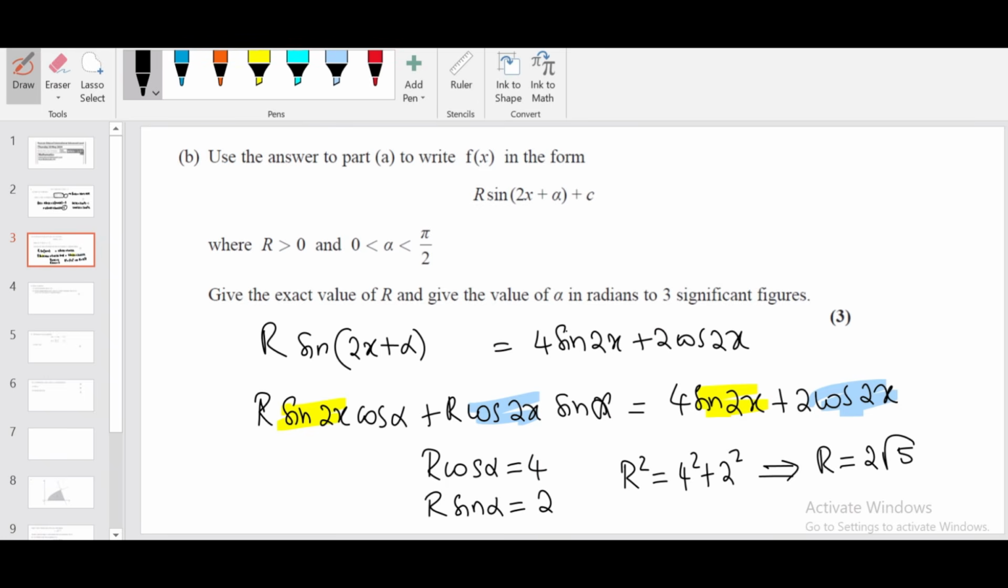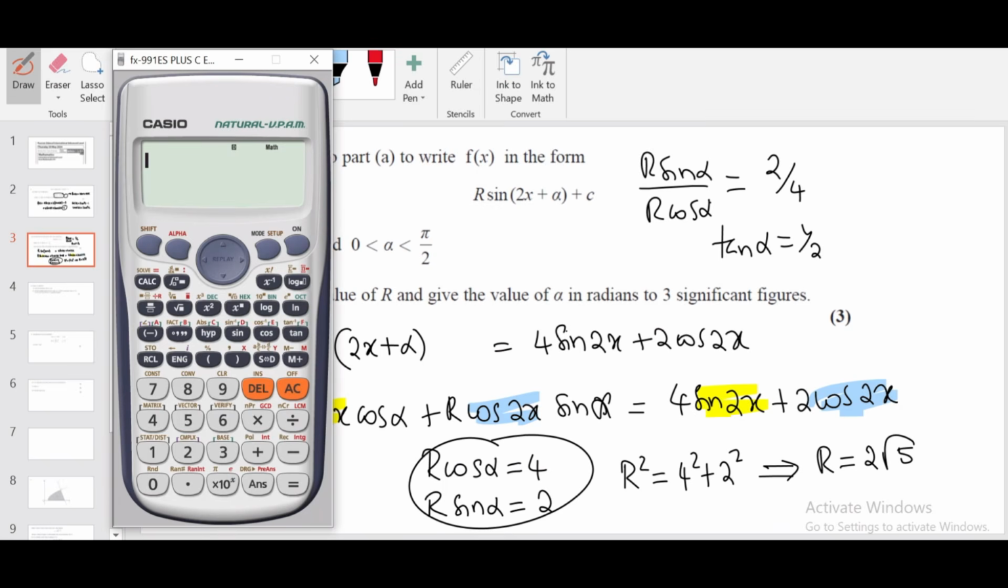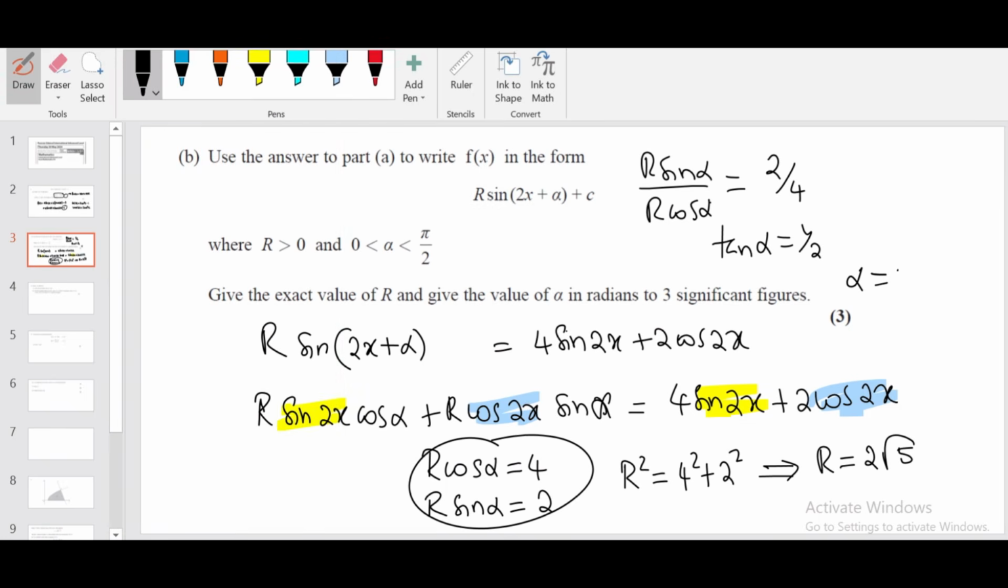Now to find alpha, you divide them. R sin alpha divided by R cos alpha. If you divide these two equations, you'll get 2 over 4. So tan alpha is 2 over 4, 1 over 2. Alpha is tan inverse of 1 over 2. You need to use radian mode. They want the answer to 3 significant figures. So alpha is equal to 0.464 radians. That's the answer for part B.